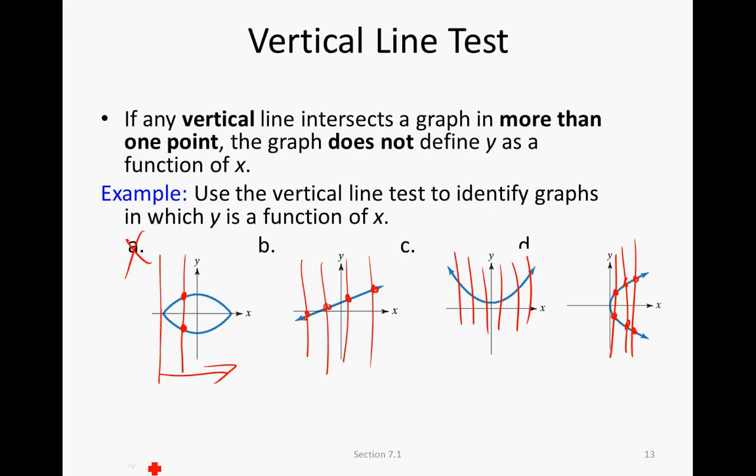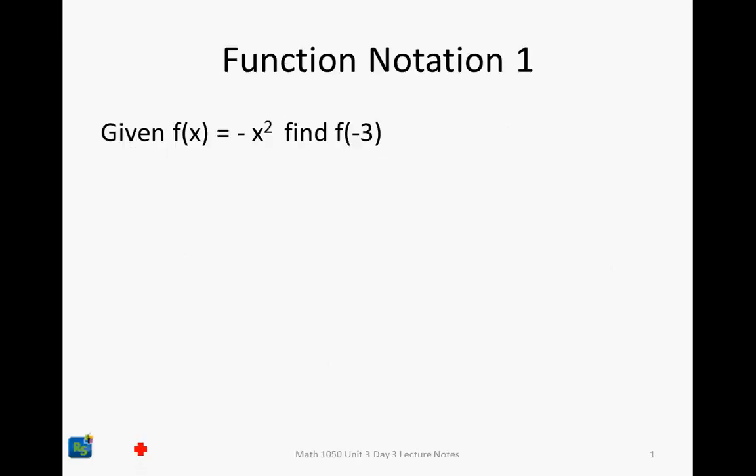Okay. Function notation. Given f of x is equal to negative x squared, find f at negative 3. Go ahead and pause this presentation, and the value that you should get, f at negative 3 is equal to negative 9. Remember, this negative is outside. Negative 3 squared is positive 9, but we have the negative of that value, which is negative 9. So f of negative 3 is equal to negative 9.